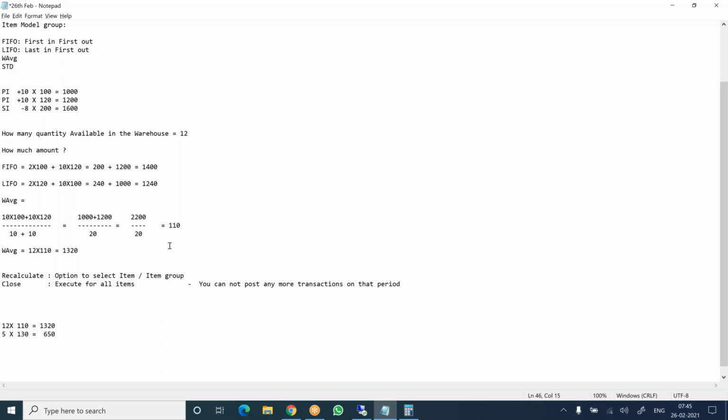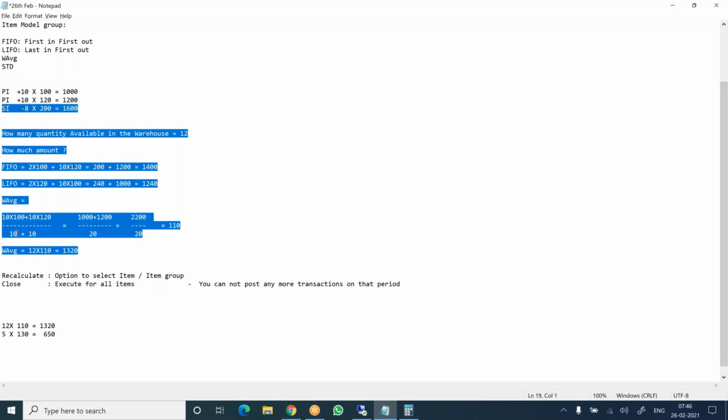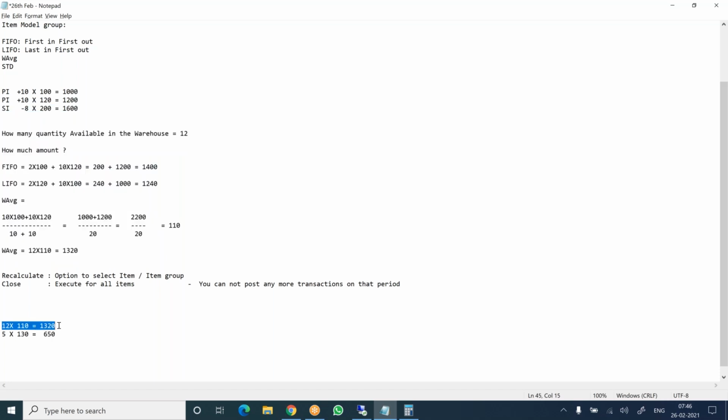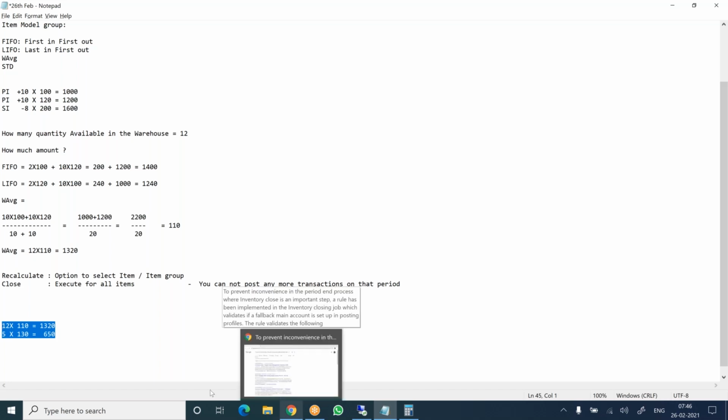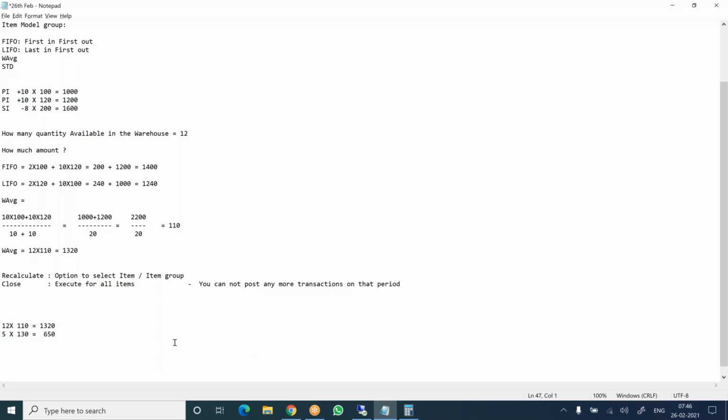Moving average means whatever has happened, leave it. What is the current value? This is the price: 12 quantity at 110 and 5 quantity at 130. Now it will calculate the weighted average for this. Performance will be improved a lot. Of course, a slight difference will be there between weighted average and moving average calculations, but moving average is very fast performance-wise.